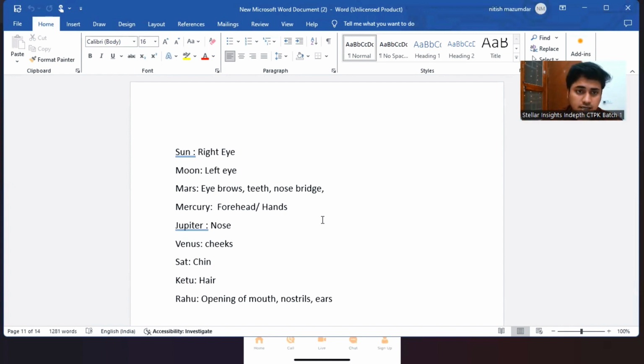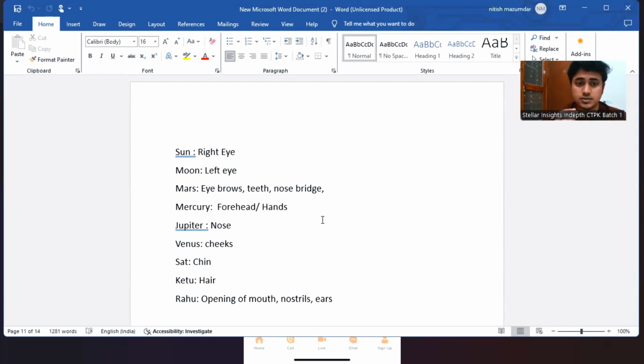Sun is right eye, Moon is left eye, Mars is eyebrows, and the nose bridge. You remember I told Mohan that he has a habit of touching his eyebrows like this? Why? Because Mercury and Mars are connected, Mercury's hand. When you set this degree wise, you will see Mercury and Mars are connected. He will have the habit of touching eyebrows, teeth, nose bridge. If Rahu is connected, the habit will be there all the time.